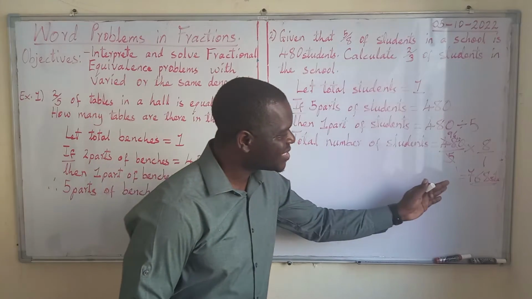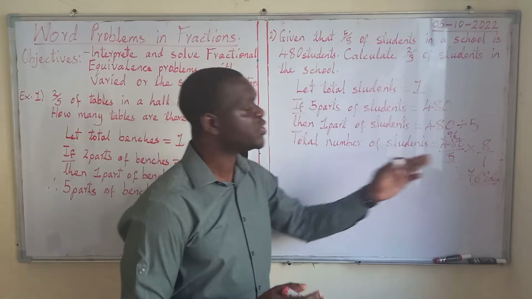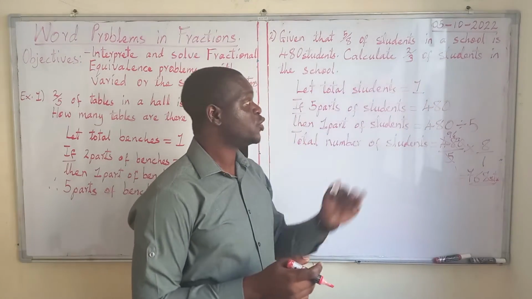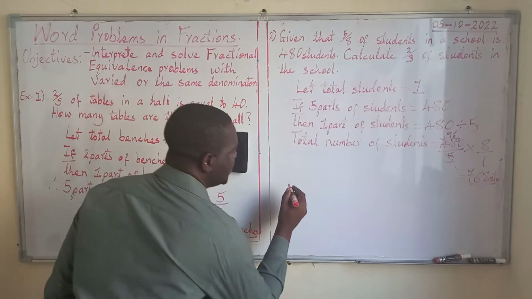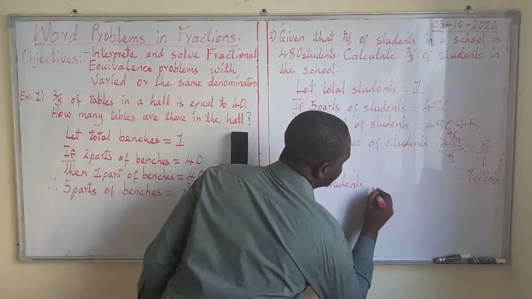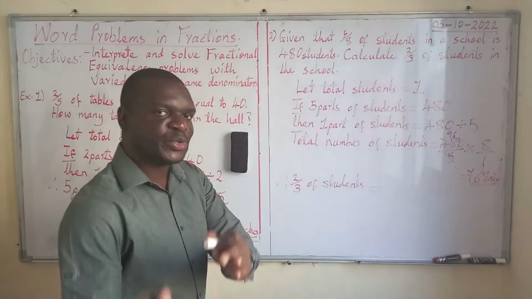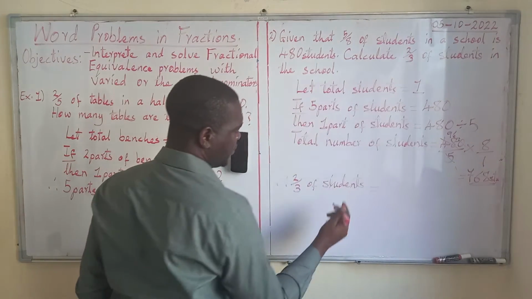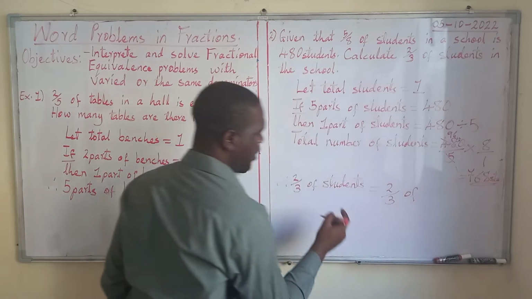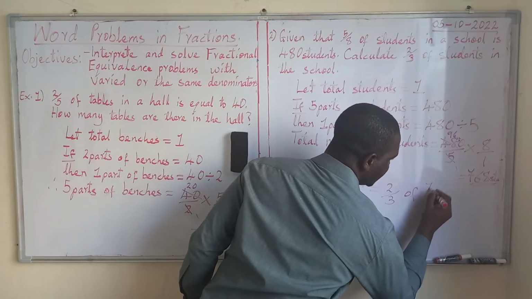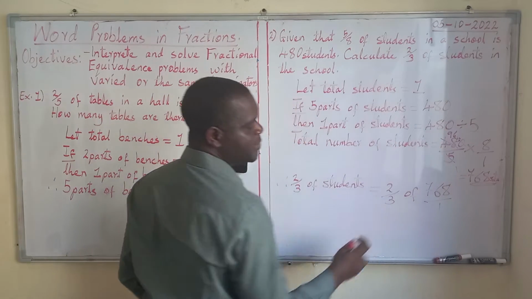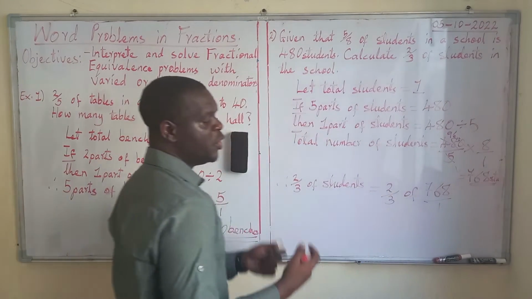But we are not asked to calculate the total number of students. We are asked to calculate 2/3 of the students. So the last statement will be, therefore 2/3 of students will be 2/3 of students. We know the number of students already, so you just state 2/3 of students, and the students we have is 768 all over 1. Of means multiplication, so at this level we simplify.